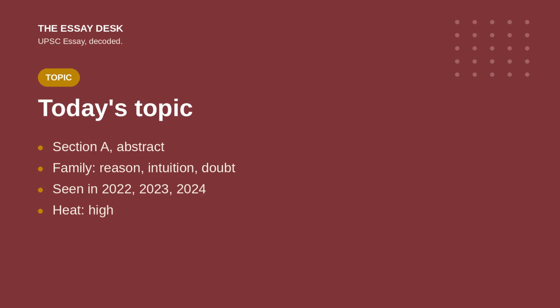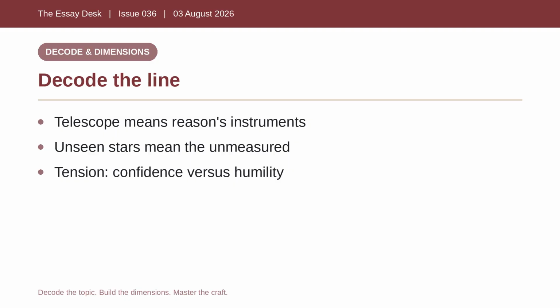The telescope counts the stars it can see and doubts the ones it cannot. This belongs to the reason versus intuition family, a theme that has surfaced in 2022, 2023, and 2024, and its heat going into 2026 is high, sharpened further by every candidate now having to think about what artificial intelligence can and cannot measure. Start by decoding, never by writing.